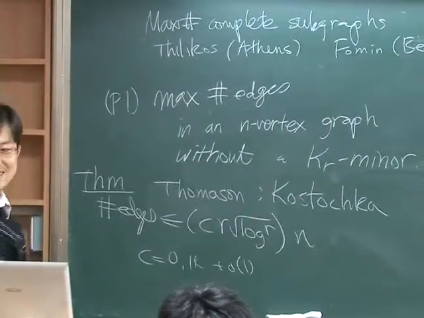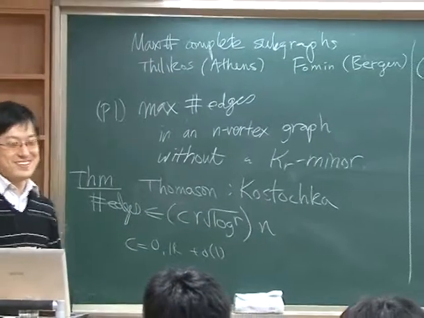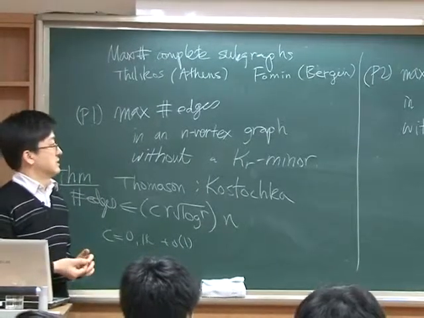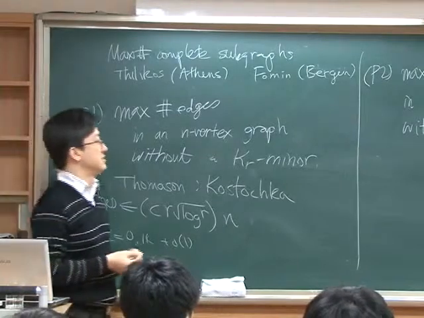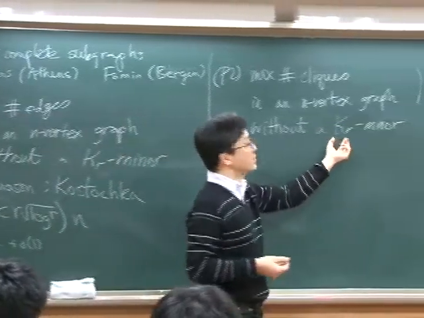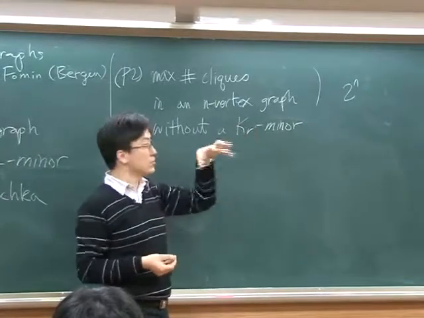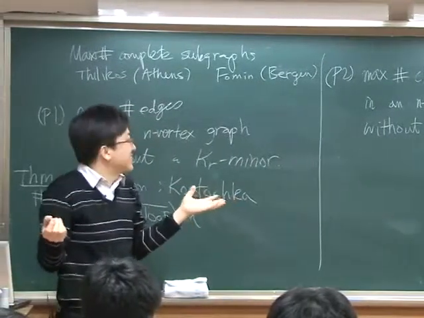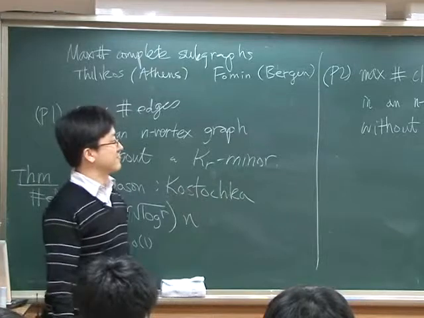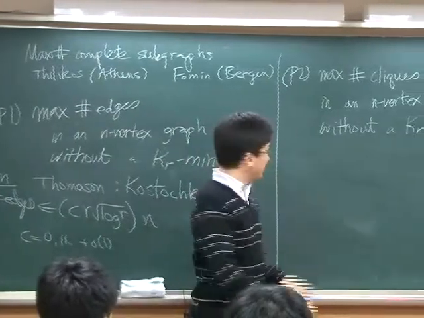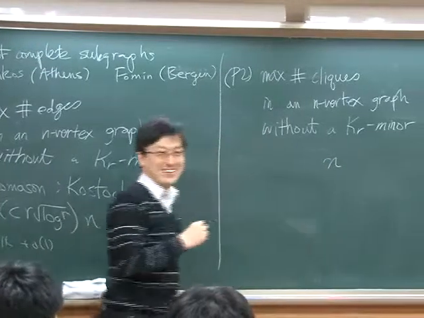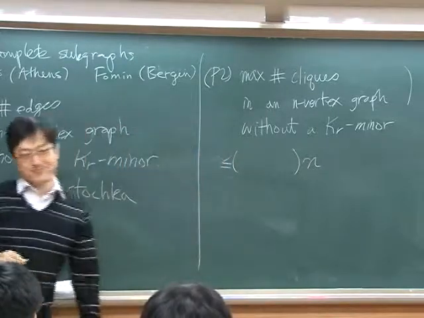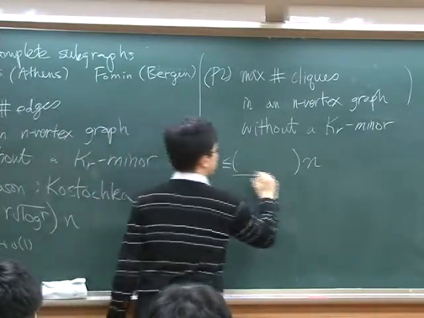Any guess? Okay, why? Cliques of size bigger than r. Right, yeah. So for instance, you don't have a clique of size r. So at least it's polynomial. You can have n to the r minus 1. But the nice answer is that actually it's linear. So the maximum number of cliques in such a graph is linear. Okay, so this is the answer.